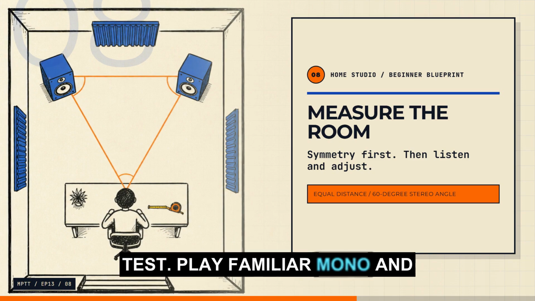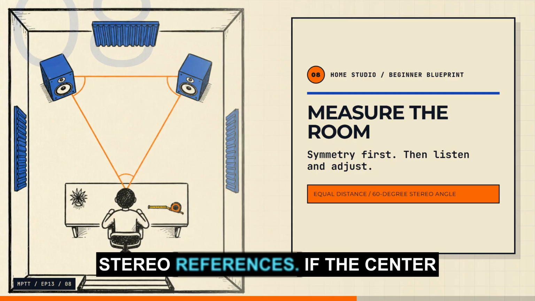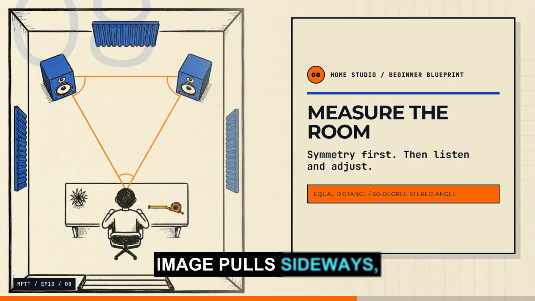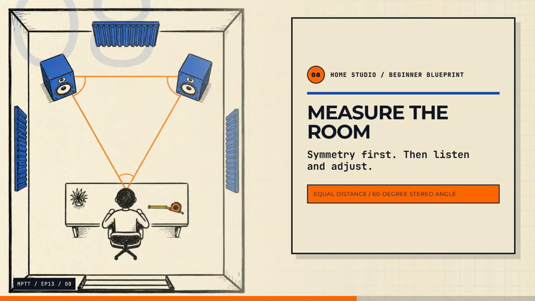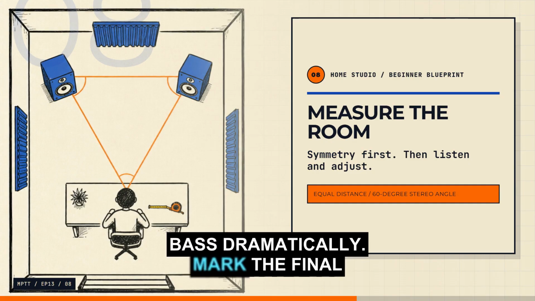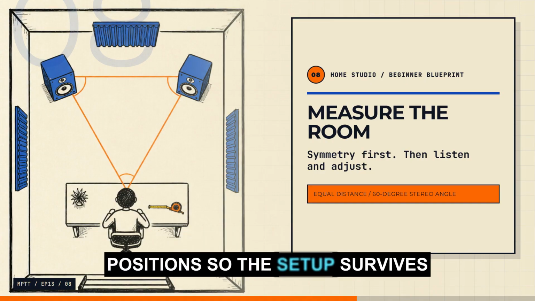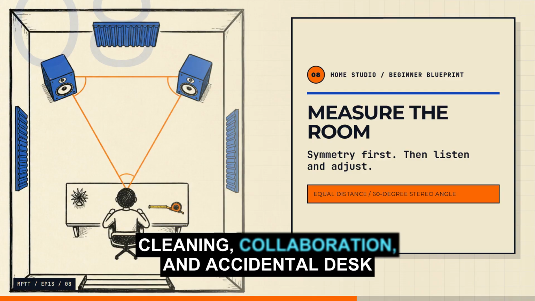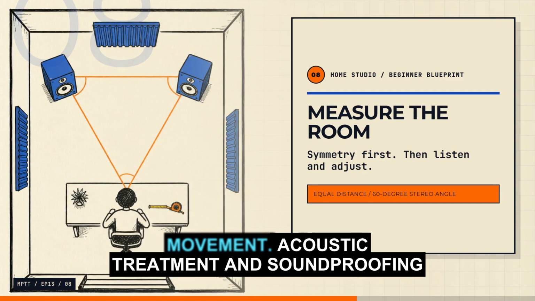Play familiar mono and stereo references. If the center image pulls sideways, recheck symmetry, level, angle, and distance. Small placement changes can alter bass dramatically. Mark the final positions so the setup survives cleaning, collaboration, and accidental desk movement.